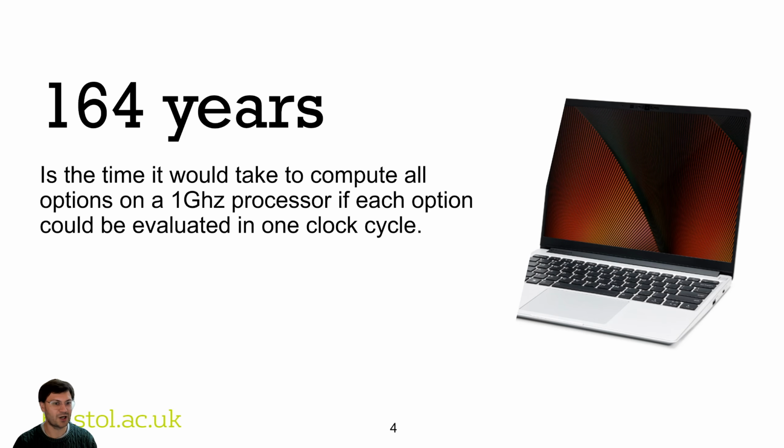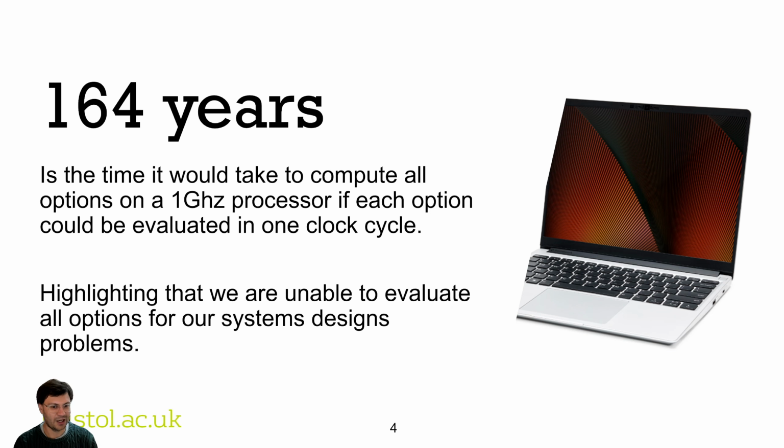And then I'll give you another number, which is 164 years. Now, this is the time it would take to compute all of those options on a simple 1 gigahertz processor, if each option could be evaluated in 1 clock cycle. So there are a few assumptions there, but just to give you a flavour, if you really wanted to be complete in your exploration, that is how long it would take. And that just highlights that we are unable to evaluate all options for our systems design problems.